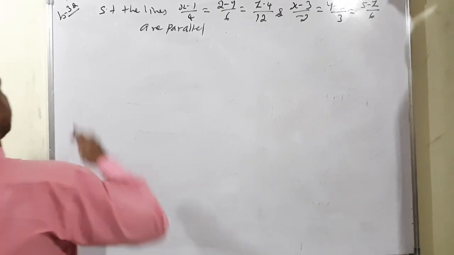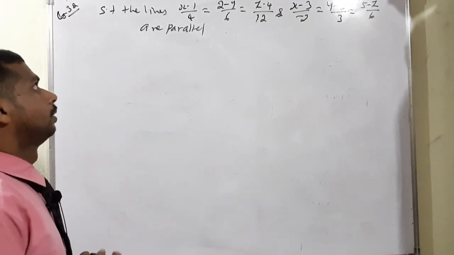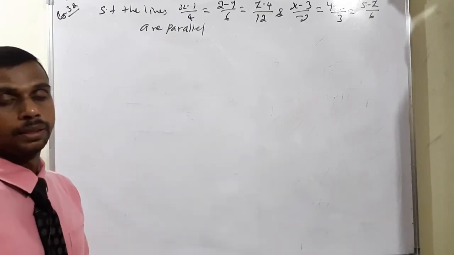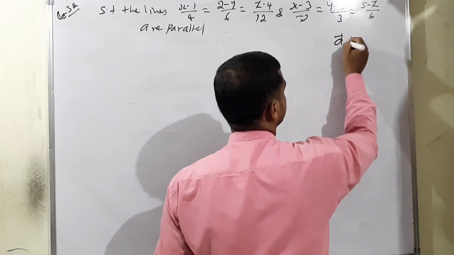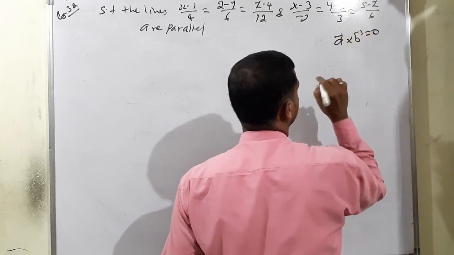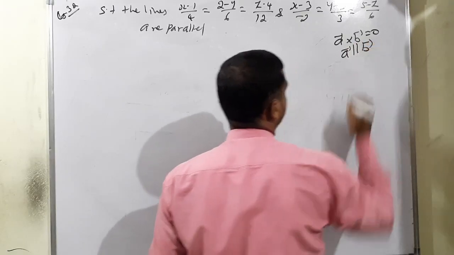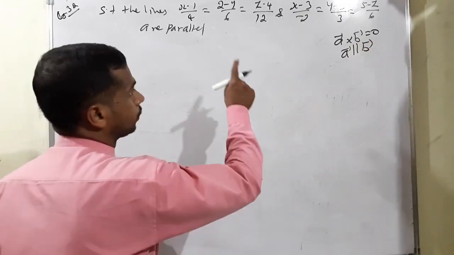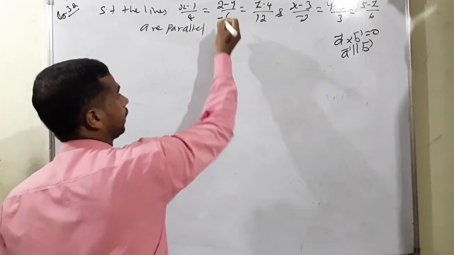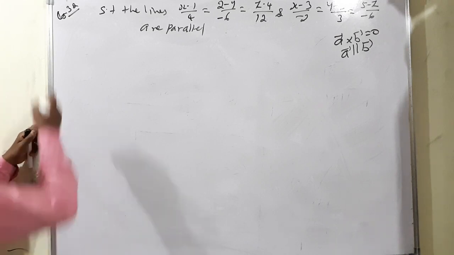Example 6.32. Okay, so 6.32, we have to show the lines are parallel. What is the meaning of parallel? Already we discussed the concept. So A vector cross B vector is equal to 0 means that A vector is parallel to B vector. Okay, so look at there. In the question there is one mistake: this is minus 6, here also minus 6 will come.